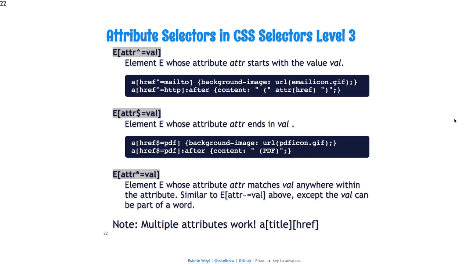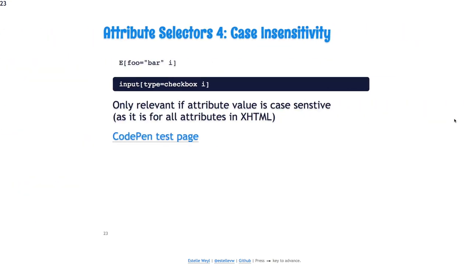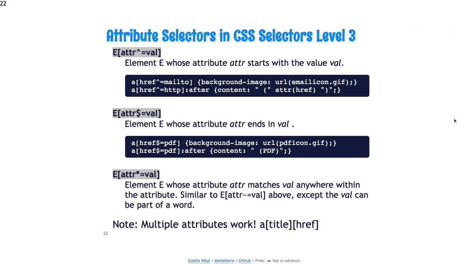Similarly, dollar sign equals PDF or dot doc. Anytime you're going to load a file that's going to open up a plugin or a download, let them know ahead of time with some type of indication. So here I put a background image of a PDF icon or content PDF right afterwards. Notice on the bottom it says multiple attributes work. So you can actually join together a bunch of attribute selectors. Bracket this, bracket that. It has to match all of them.